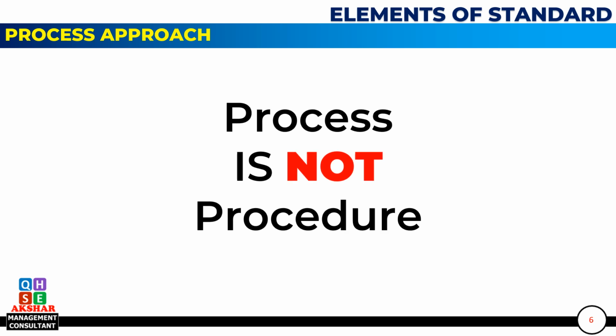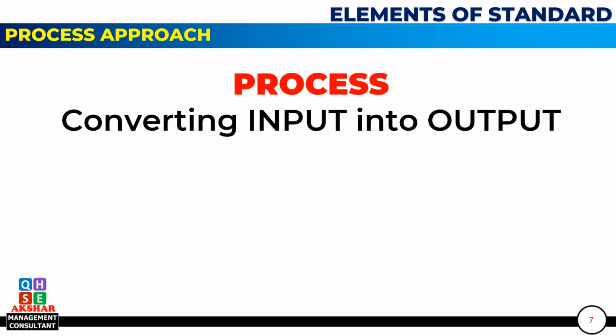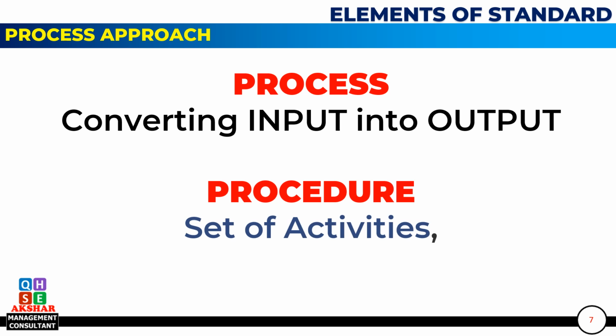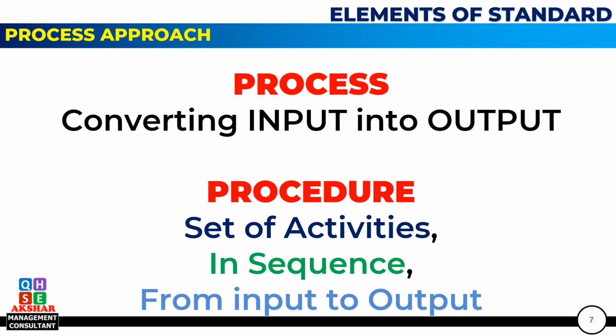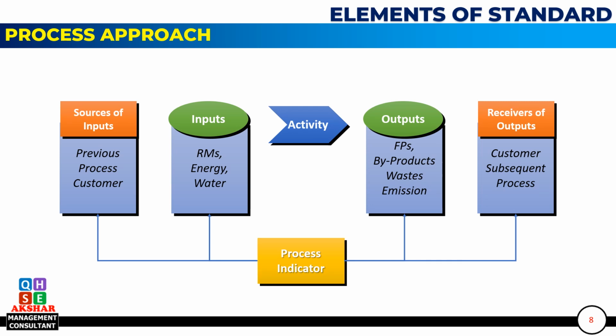It is misunderstood that process means procedure, but it is wrong. Process means converting input into output. As we learned in previous slide, procedure means set of activities in sequence from input to output. Let me repeat, procedure means set of activities in sequence from input to output. If you see diagram, there are activities indicated between input and output. These activities are set into standardization, and it is called procedure.